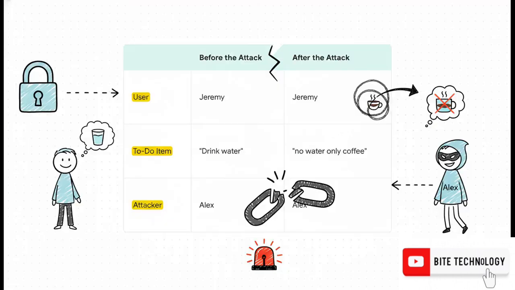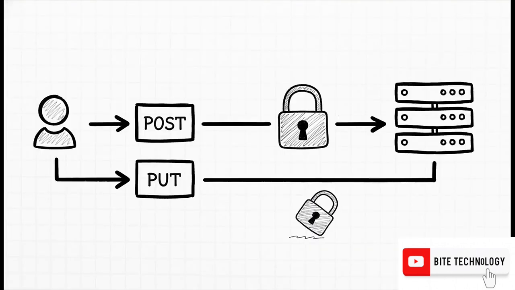and they're in. And this just shows you exactly what happens. The attacker, Alex, found this hidden backdoor and was able to change Jeremy's to-do item from drink water to no water, only coffee. Alex had absolutely no business touching Jeremy's data, but the application completely failed to check. So why did this even work? Well, the root cause is kind of scary simple. The developers remembered to put a security check on the endpoint for creating items, but they just forgot to add that same check to the one for updating them. It was literally a forgotten lock on a hidden door.